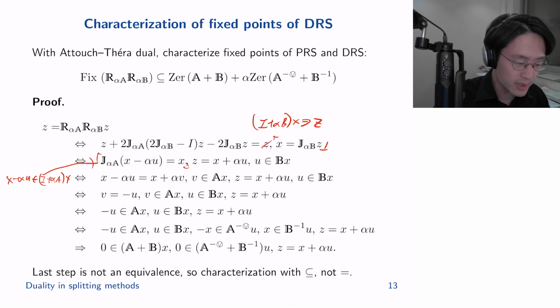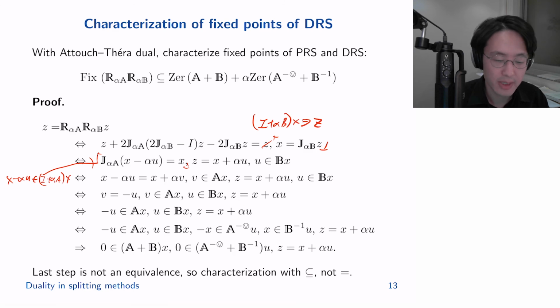Then, from this equation, we can simply cancel out x on both sides. We can divide by alpha on both sides. And that tells us that v is equal to minus u, so there's no longer any need for us to keep around the variable v. So we plug in v is equal to minus u. That tells us that minus u is in Ax, u is in Bx, and z is x plus alpha u. So we'll just keep this around: z is x plus alpha u over here.